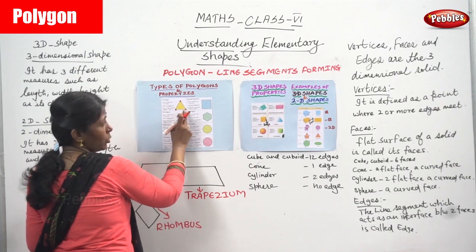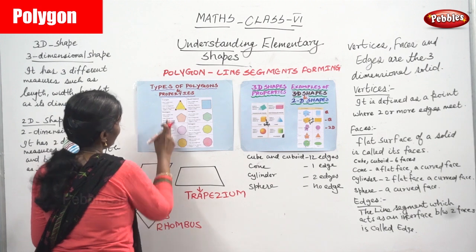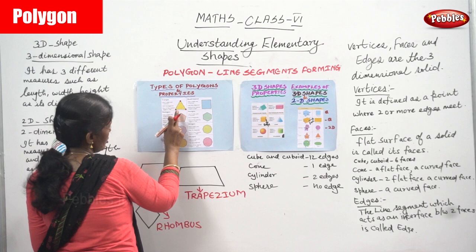I told you 2 or more edges; here there are 3 edges. It has no diagonals, and the sum of the interior angles is 180 degrees.